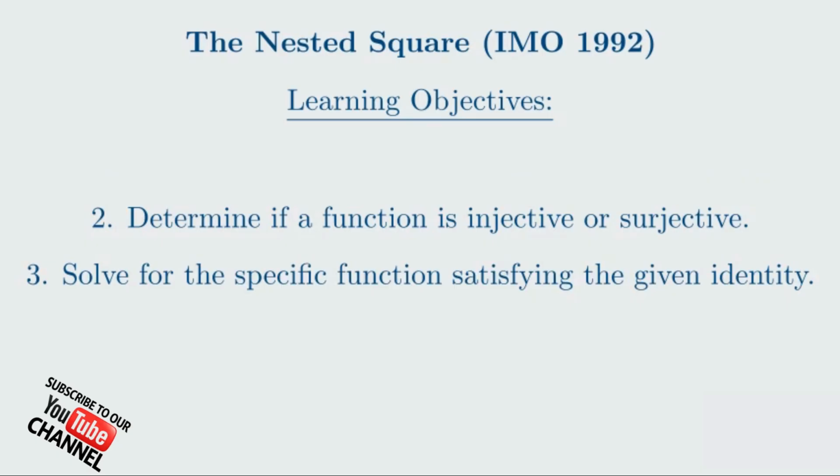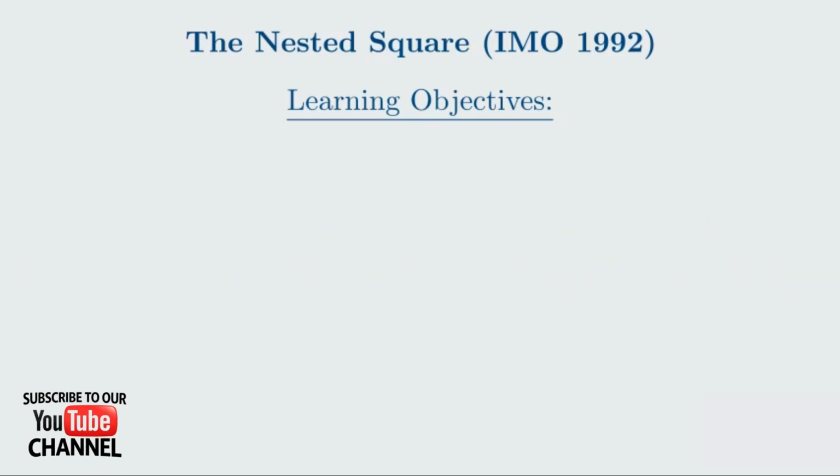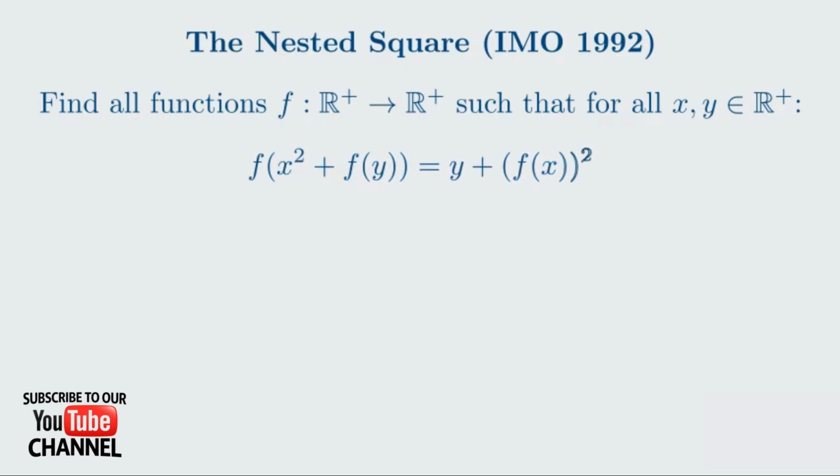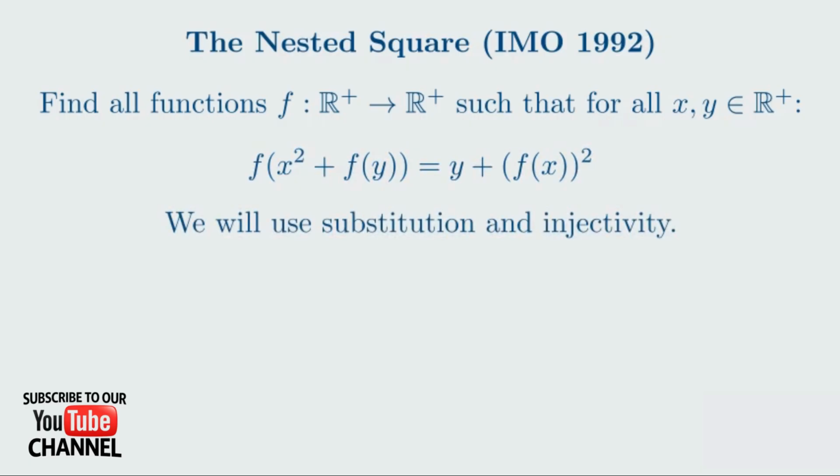Our goal is to find all functions mapping strictly positive real numbers to strictly positive real numbers that satisfy the equation shown on the screen. f of the quantity x squared plus f of y equals y plus the quantity f of x squared. By the end of this video, you will be able to apply substitution techniques and properties like injectivity to solve complex functional equations.